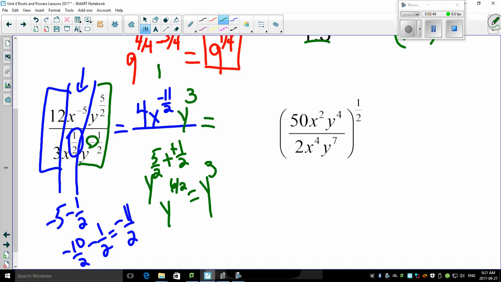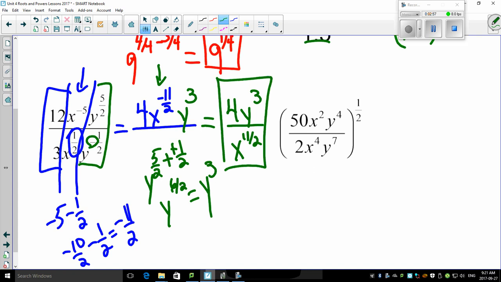Now, get rid of that negative. You know what to do. That's right. Flip it. So this is y to the 3. Flip the x to the 11/2, and you are done. Holy, is that ever cool. Now, let's go to the last one.